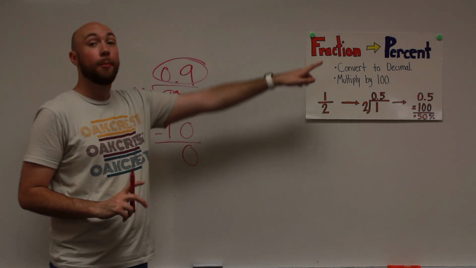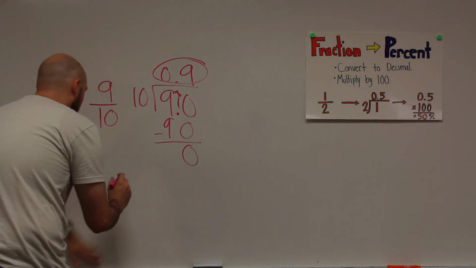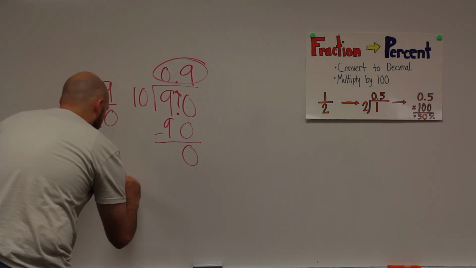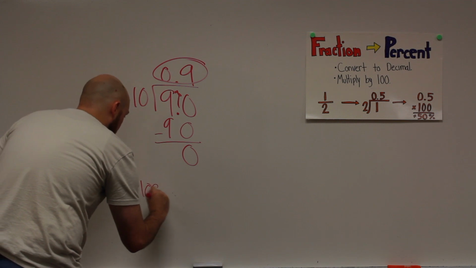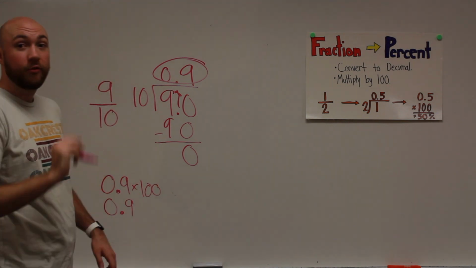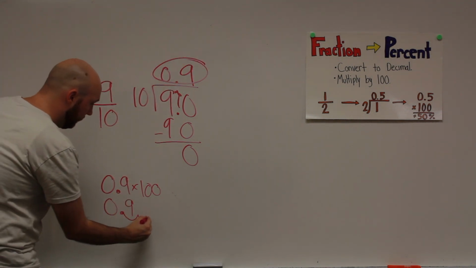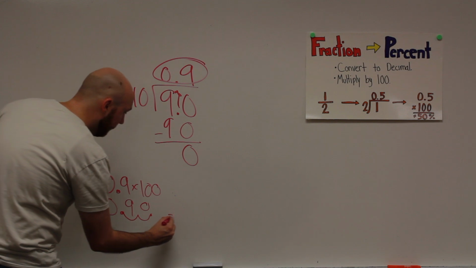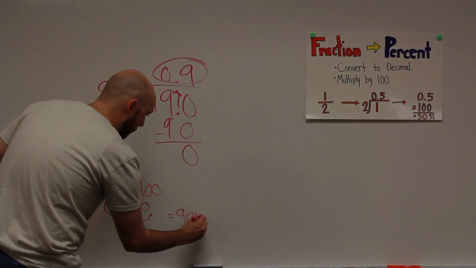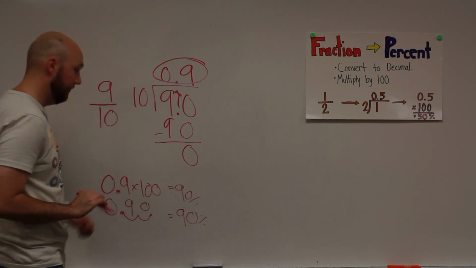But we need it to be a percent. So how do we make it a percent? 2 ways, right? 0.9 times 100. Or take 0.9 and move that decimal twice to the right. Okay? 1, 2 would get us 90%. And multiplying by 100 would also get us 90%.